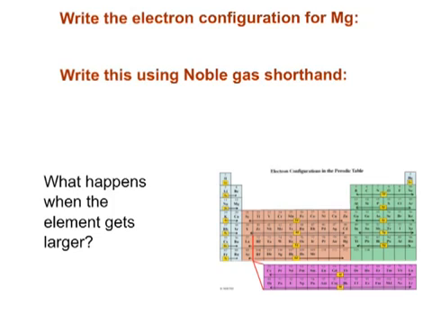So here, write the electron configuration for magnesium. If you'll pause, you can do that, and then you could also write this configuration using the noble gas shorthand just below it, and then come back on and we'll do the problem together.